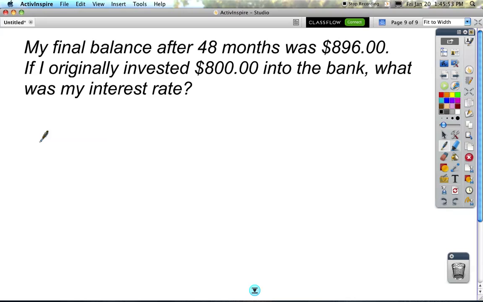All right. My final balance after 48 months was $896. If I originally invested $800 into the bank, what was my interest rate? I'll give y'all a minute. What was my interest rate? You need to label your I, your P, your R, your T.